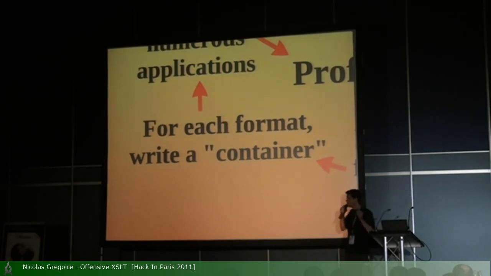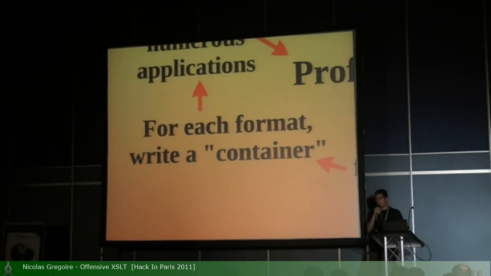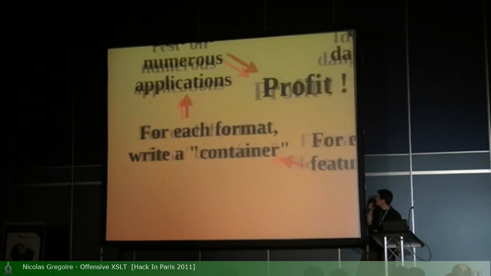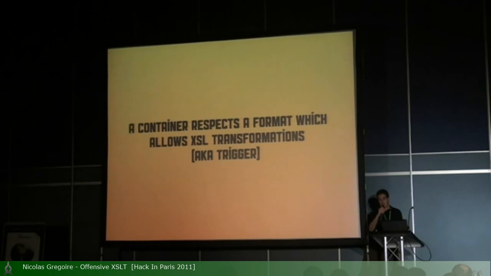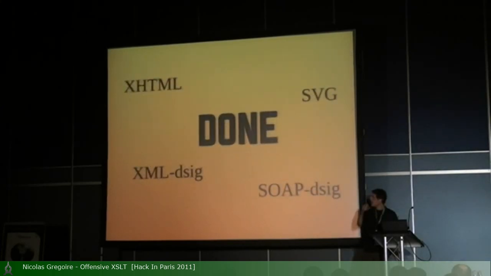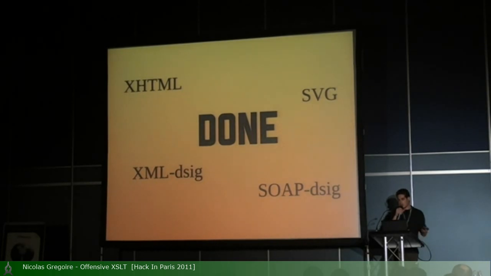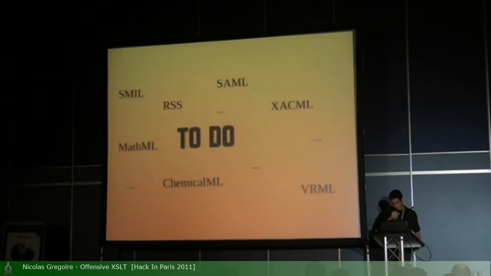Containers. That's the most difficult part of the research, because we need to find something which allows XSL transformation to be triggered. For the moment, I have 4 kinds of containers. I have HTML file, SVG, XMLDSig, and SubDSig. For SVG, there is a presentation about SVG tomorrow morning by Mario. There is a lot of interesting stuff. I will cover part of the XSLT part. And there is a lot of possible containers.